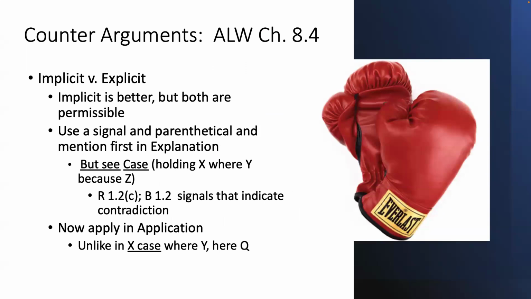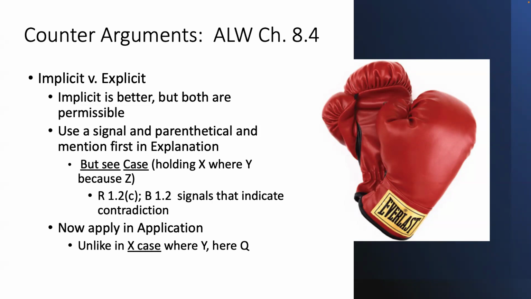Your application also needs to include counter arguments. You cannot ignore the other side. If you are having struggles with counter arguments, I suggest that you read section 8.4 of chapter 8 of your text. It tells you that you can use an implicit counter argument or an explicit counter argument. Implicit counter arguments are better because you're going to want to use those again in persuasive writing. Both are permissible, but again, in your case, since the case hasn't been filed, Walridge isn't arguing anything.